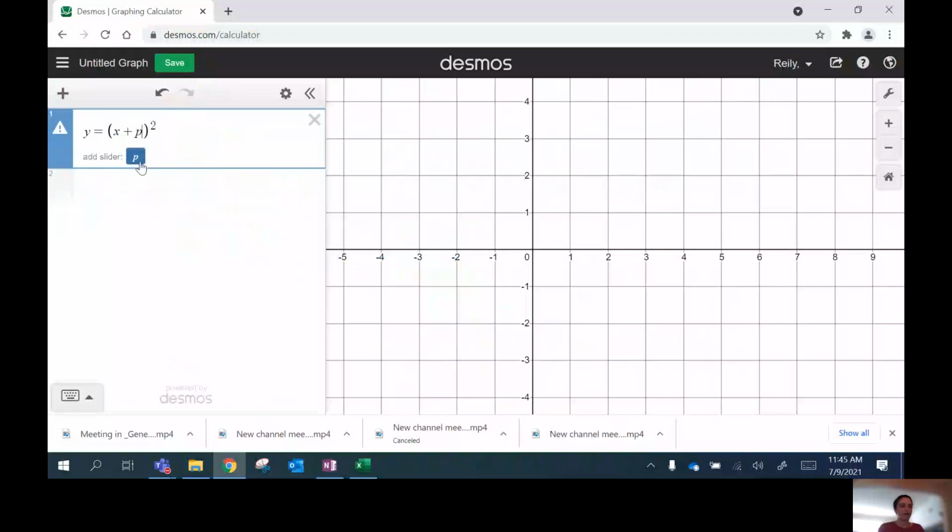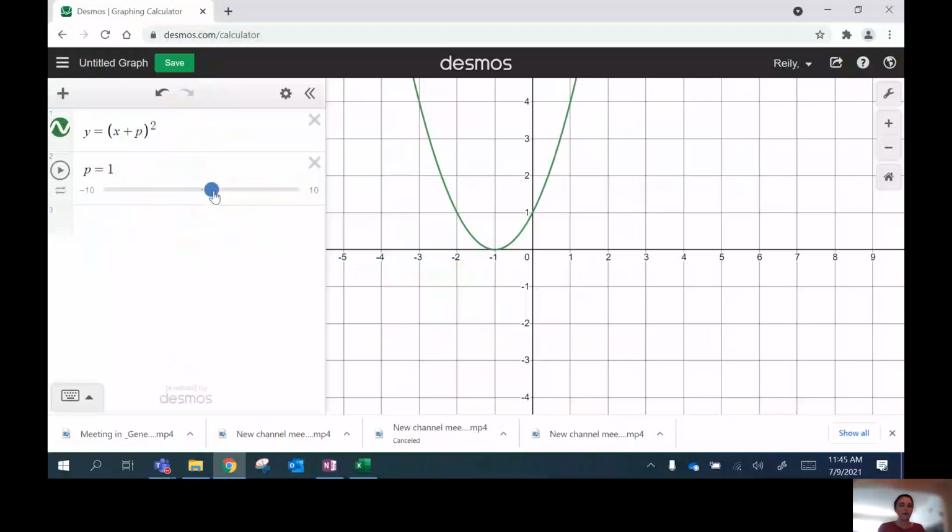Okay, let's add a slider P like this. And let's see what happens. So this time, oh, look, instead of shifting up or down, you're shifting left and right. So when you put a positive number in there, you actually shift the opposite way. So you're shifting to the left. And then when you put a negative number in there, you're shifting to the right.